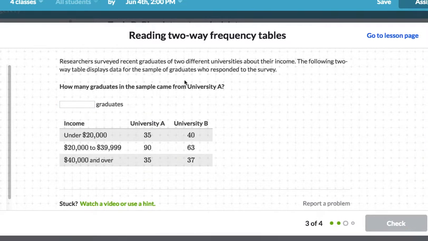How many graduates? So we've got graduates in 2 different universities and their income. How many graduates in the sample came from University A? Well, we're looking at how many graduates came from University A. We don't care about the income, so we're just looking at the sum of these 3 here. So we've got 5 plus 5 is 10, 9 plus 3 plus 3 plus 1 is 16. So we've got 160 graduates altogether.